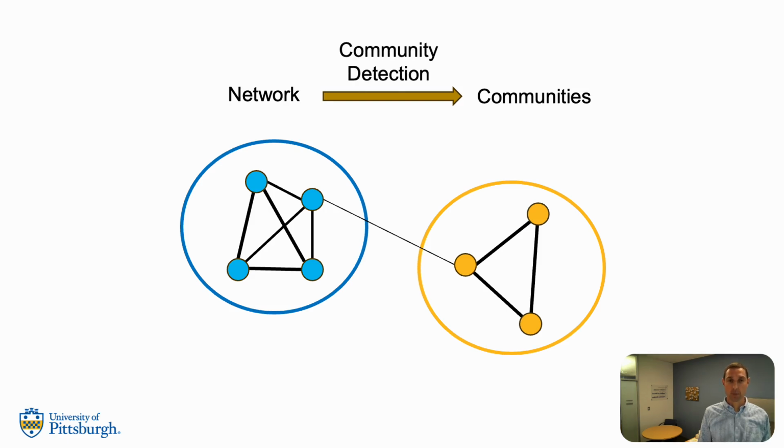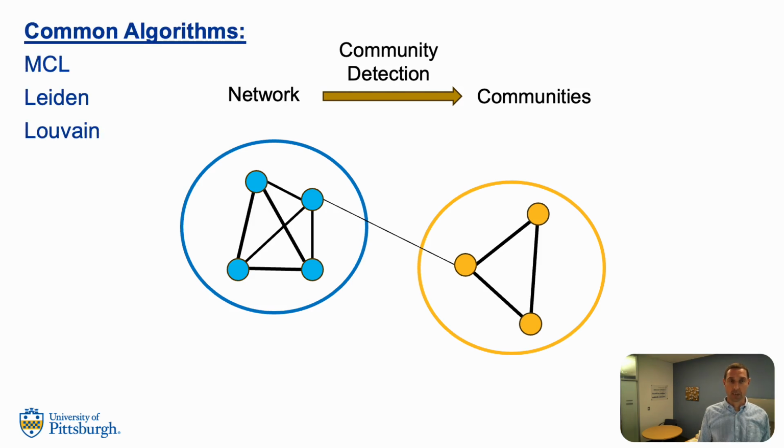This problem is called community detection, and there are several common algorithms. MCL is one that is regularly used in the comparative genomics field, but in other fields, Leiden and Louvain clustering are also commonly used.